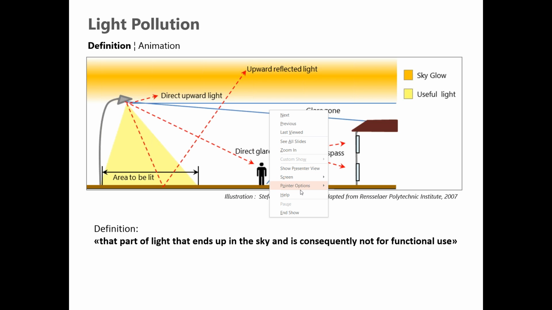This chart here shows what different kinds of light pollution can occur. What I was concentrating on was the light pollution that ends up in the sky. The definition is therefore the part of light that ends up in the sky and is consequently not for functional use. So what is functional use?